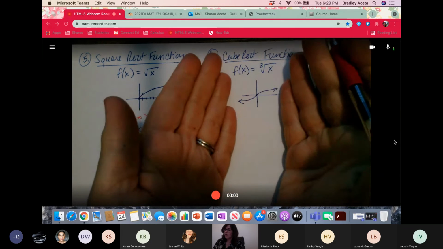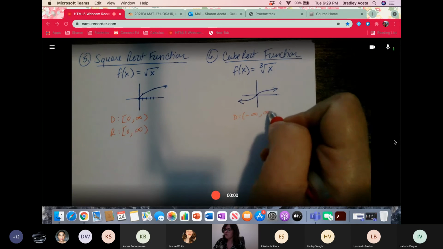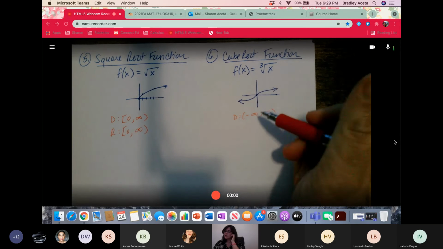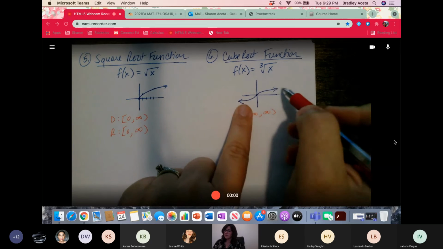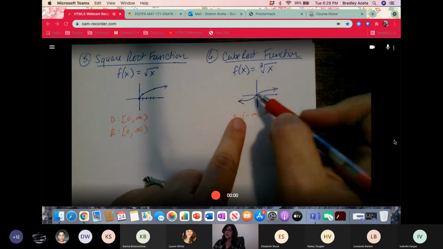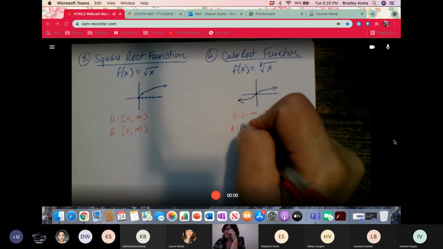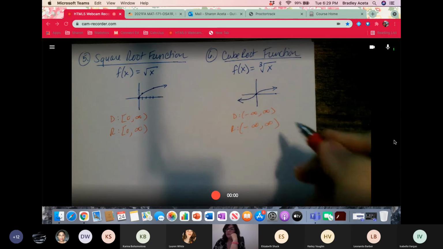So your domain, how wide is this thing? Obviously, it's going to go negative infinity to infinity. Range, again, there's not an asymptote here. They're actually just going to keep going, curving ever so slightly. So this thing will keep getting pretty tall if you zoom on out. Negative infinity to infinity.